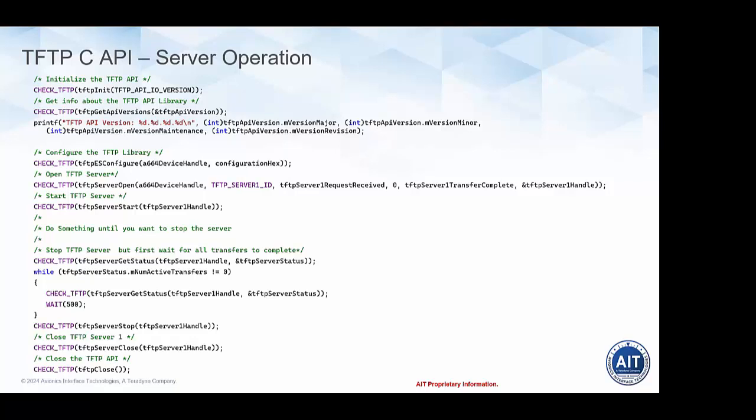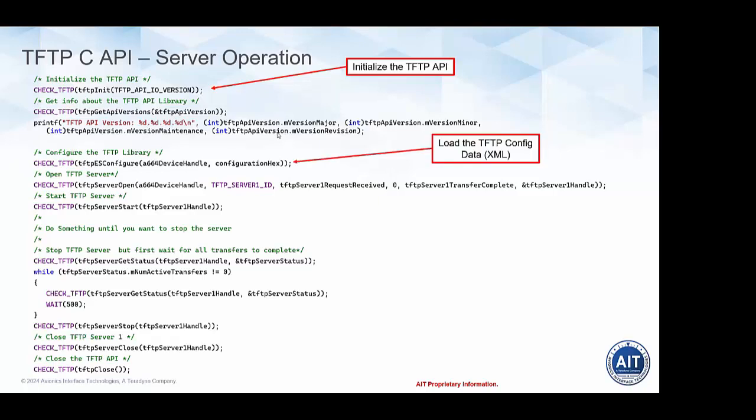Okay, if we take a little look at some pseudocode for a TFTP server operation here. So the first thing you have to do when you're using the TFTP API is you have to initialize the API. So that's what the init is, basically opening up the library and access to the C API. There are functions built in that you can read out the version and show that. So that's what we're doing here.